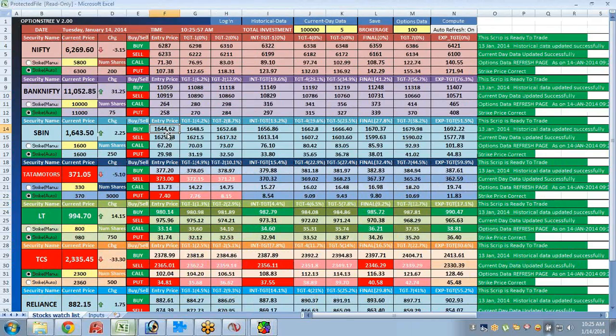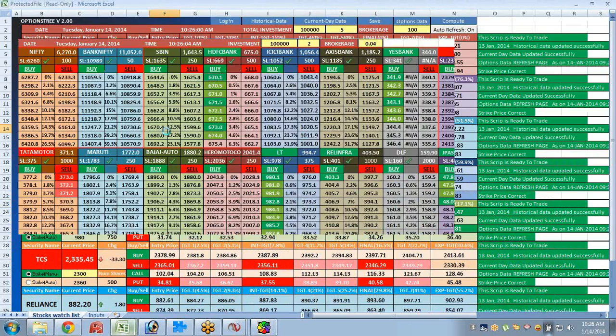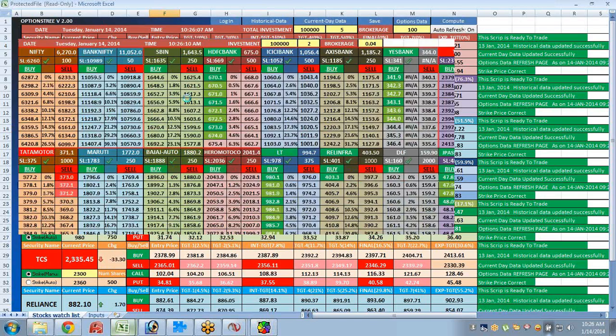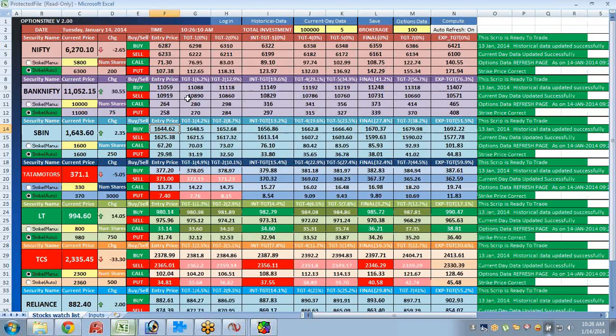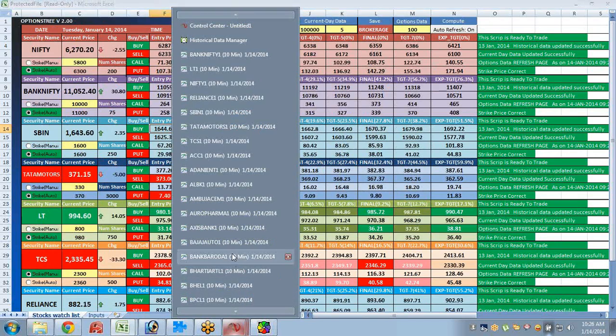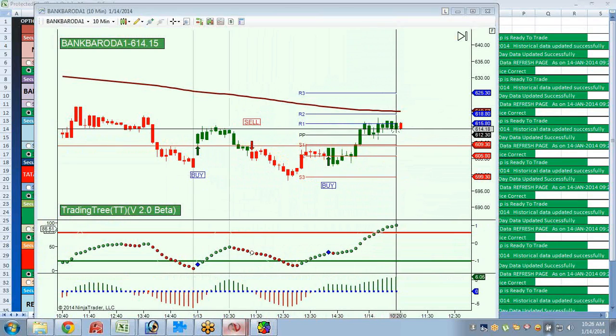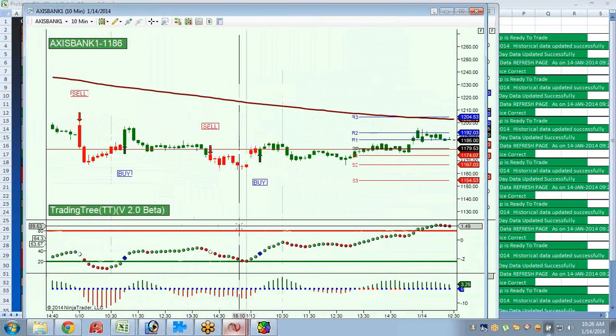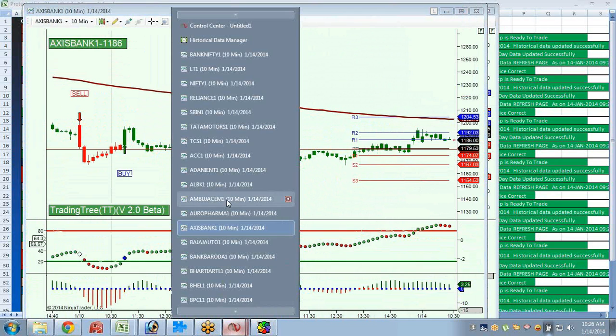I know that SBI gave me a call here, 1644 was the entry. So SBI was sort of bullish. I can relate that to Bank Nifty and say that Bank Nifty will also move up slightly. And the other advantage is you can see Bank of Baroda is moving up. This whole pack, Axis Bank is green. You can check other banking scripts also.